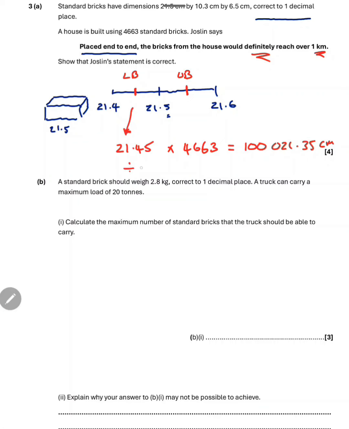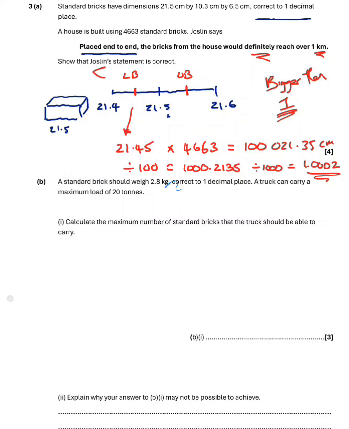Well, centimetres to metres is dividing by 100. And that comes out at 1000.2135. And then if I want to go to kilometres, I'm going to divide by 1000. And that's 1.0002. And that is now kilometres. To show that Jocelyn's statement is correct, you can just put a big arrow to that answer and say bigger than 1. Part B starts talking about weight, and again, it's correct to 1 decimal place.